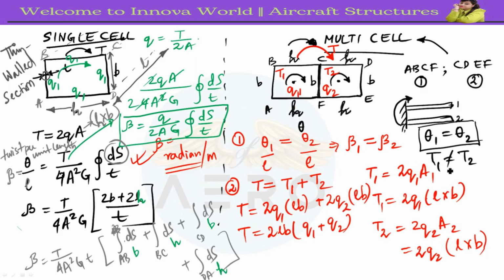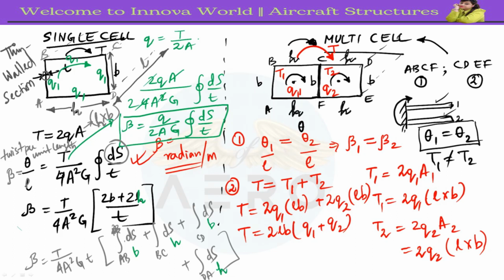The angle of twist for 1 and 2 is going to be the same. But the amount of torsional moment acting on both shafts is going to be different. They are not going to be equal, that is, T1 is not equal to T2. Right? Now keeping that in mind, consider this multi-cell section.